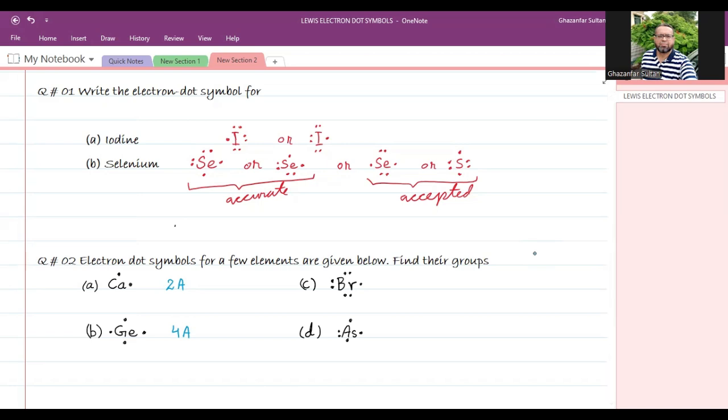Br is the symbol of bromine. It has 7 electrons: 1, 2, 3, 4, 5, 6, and 7. So it belongs to group 7A of the periodic table. And arsenic has 1, 2, 3, 4, 5, so it belongs to group 5A of the periodic table. So if you know the group, then you can draw the electron dot structure of the valence electrons. And if you know the valence electrons, then you can tell the group of the element in the periodic table.